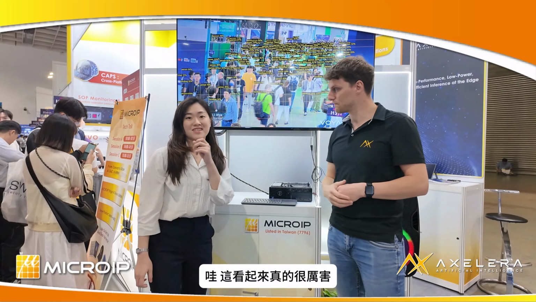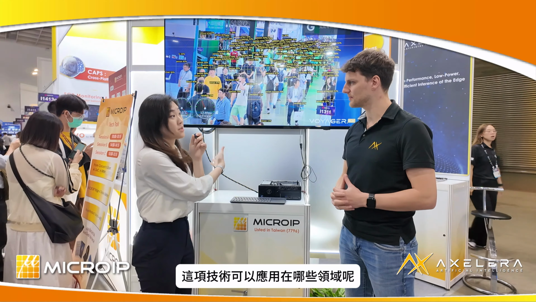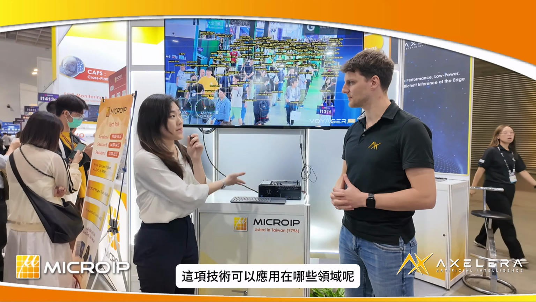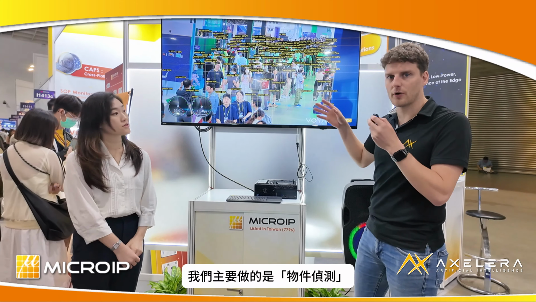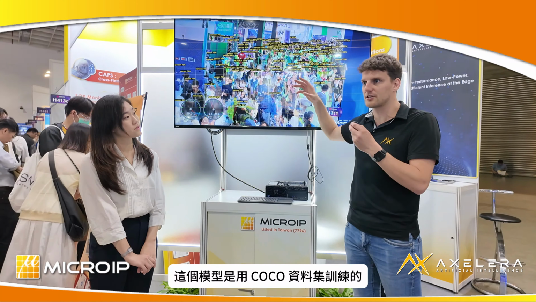Okay. Wow, that seems fantastic. I want to ask, what applications or fields can we use this technology in? In this case, we're just showing object detection, right? It detects a lot of people, but it's trained on the COCO dataset, so it can detect 60 classes, from fruit to knives to backpacks to keyboards, all different things. But obviously it's just a demo.